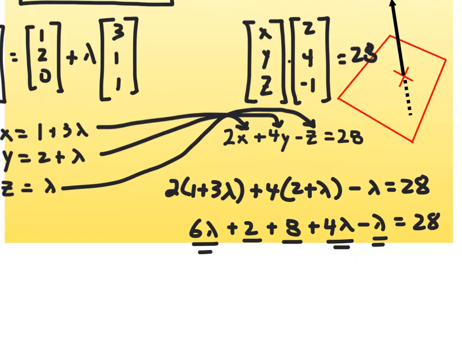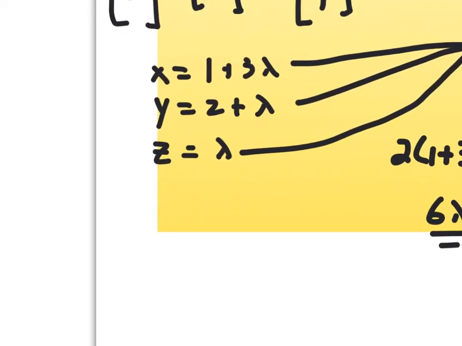So it looks like I get 9 lambda plus 10 equals 28. If I solve that, I'm going to subtract 10, which is 18, divided by 9. I see lambda equals 2. So what does that tell me? That tells me my point of intersection.